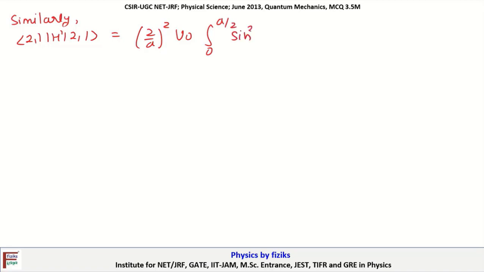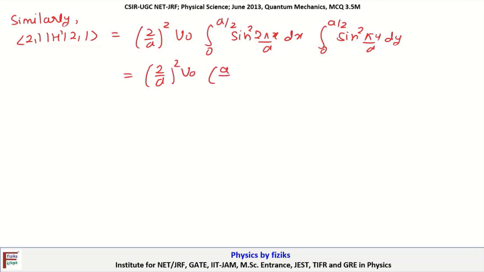Similarly, H dash 2, 1 would be 2 by a whole squared V0, integral 0 to a by 2 of sine square 2 pi x by a dx, times integral 0 to a by 2 of sine square pi y by a dy, which is equal to 2 by a whole squared V0 times a by 4 into a by 4, which turns out to be V0 by 4.